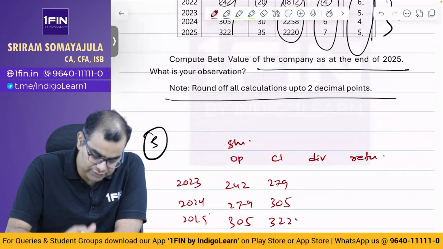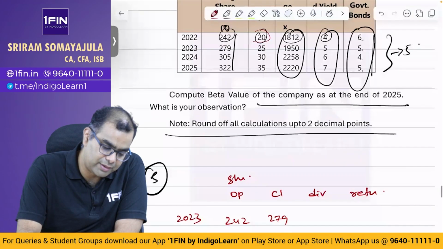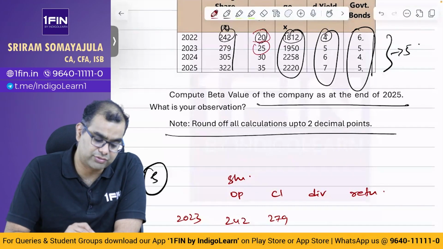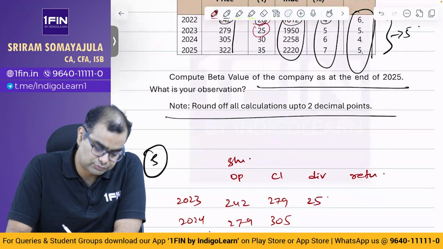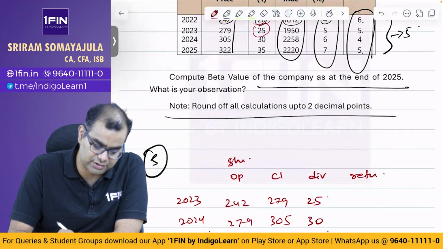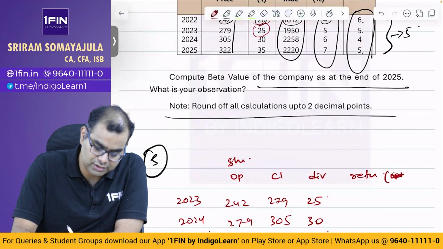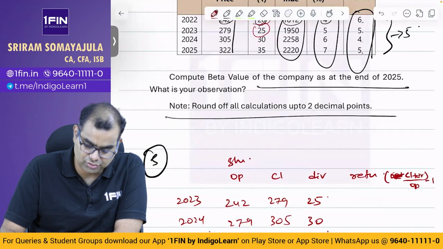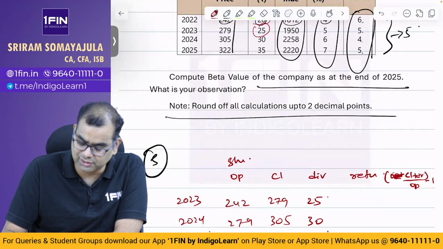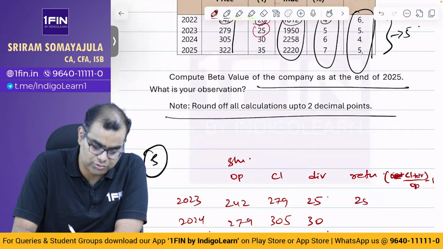What is the dividend? Now, do you take the one above or the one below? So in 2023, what is the dividend that you have received? You would have received 25. So you have to take this only. Then 30 and then 35. What is the return? Return is equal to closing plus dividend divided by opening, minus 1. So 279 plus 25 divided by 242, minus 1, is 25.61%. They said 2 decimals, right?